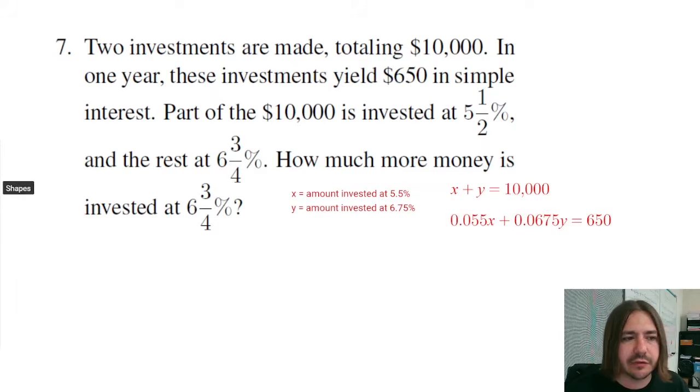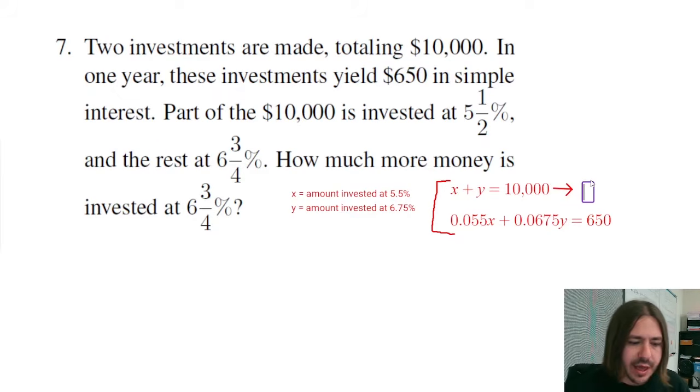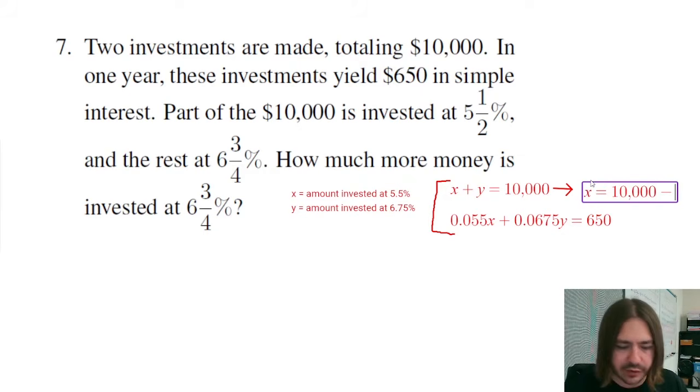So now we've got a system of linear equations here that we need to solve. And I think the method that we should probably use here is substitution, where we take one equation, isolate a variable, and then plug it into the other equation. So I can rewrite this first equation, x plus y equals 10,000, as x equals 10,000 minus y, essentially just subtracting the y from both sides. And that's going to give me an equation where x has been isolated.